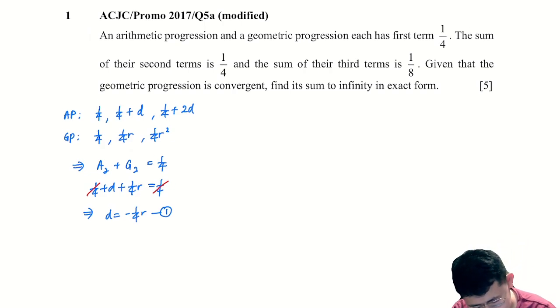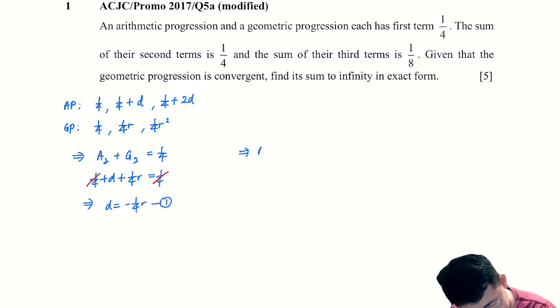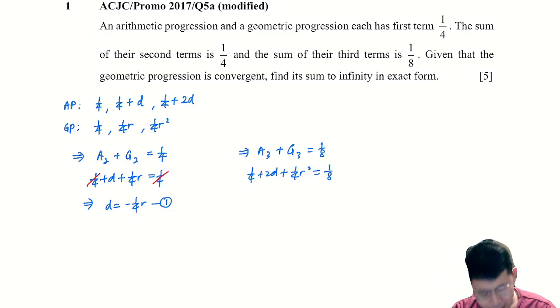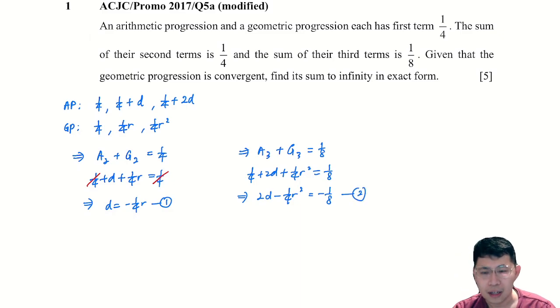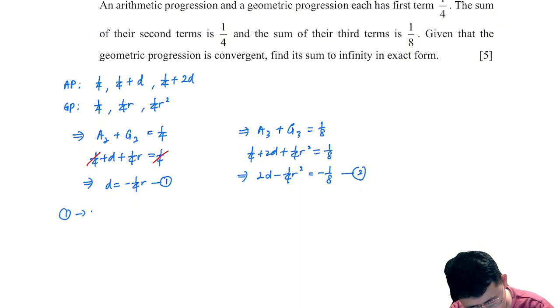Okay, now the second equation over here would be the sum of their third terms, which would be 1 over 8. So same thing, I have 1 over 4 plus 2D plus 1 over 4R squared. So this is 1 over 8. Okay, so with this we will arrive at something like this over here. Equation 2. So what we do now is to sub equation 1 into equation 2 to see how we get out from here.